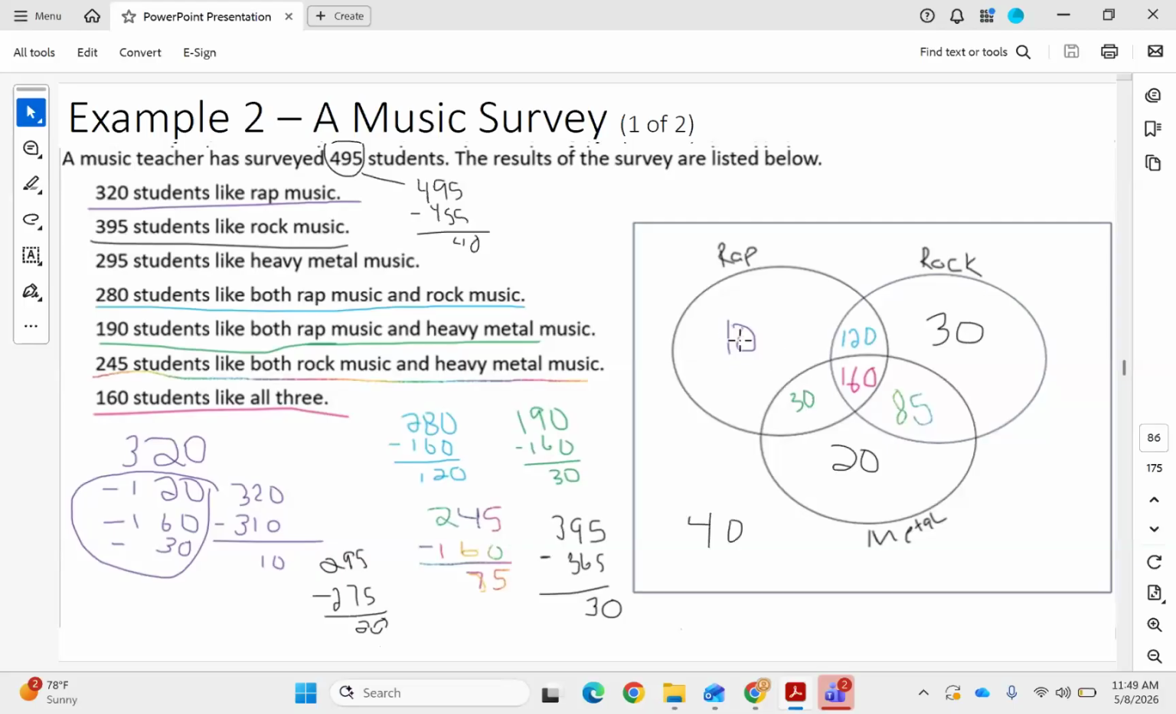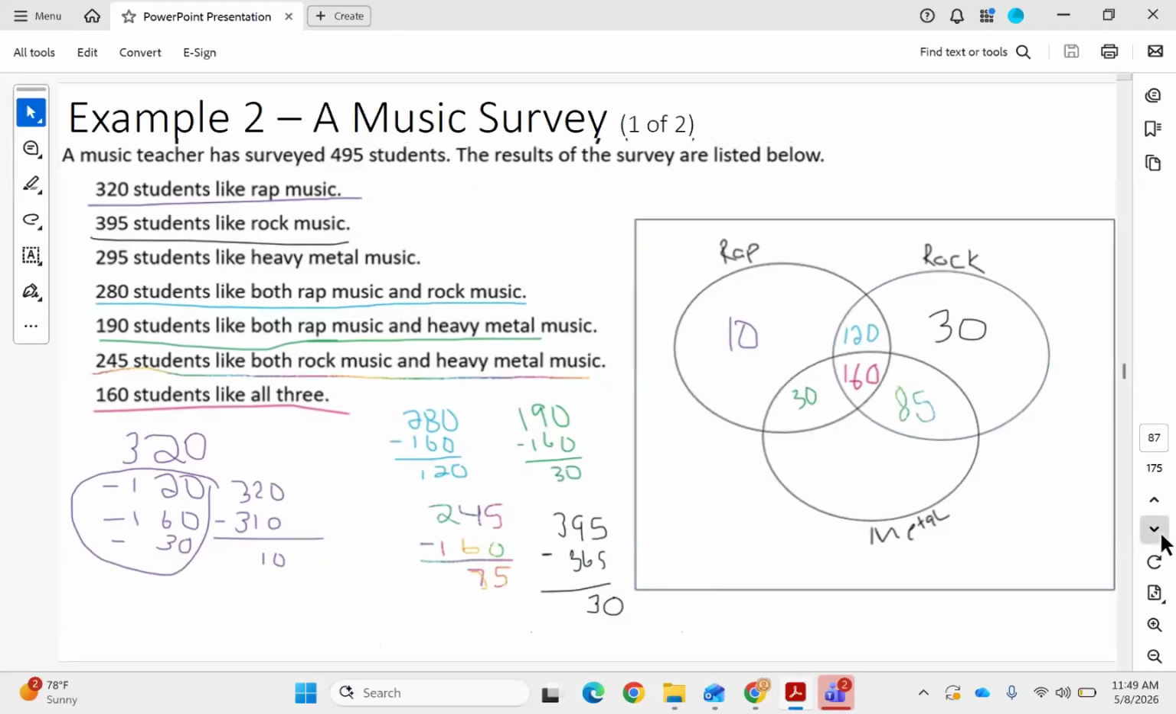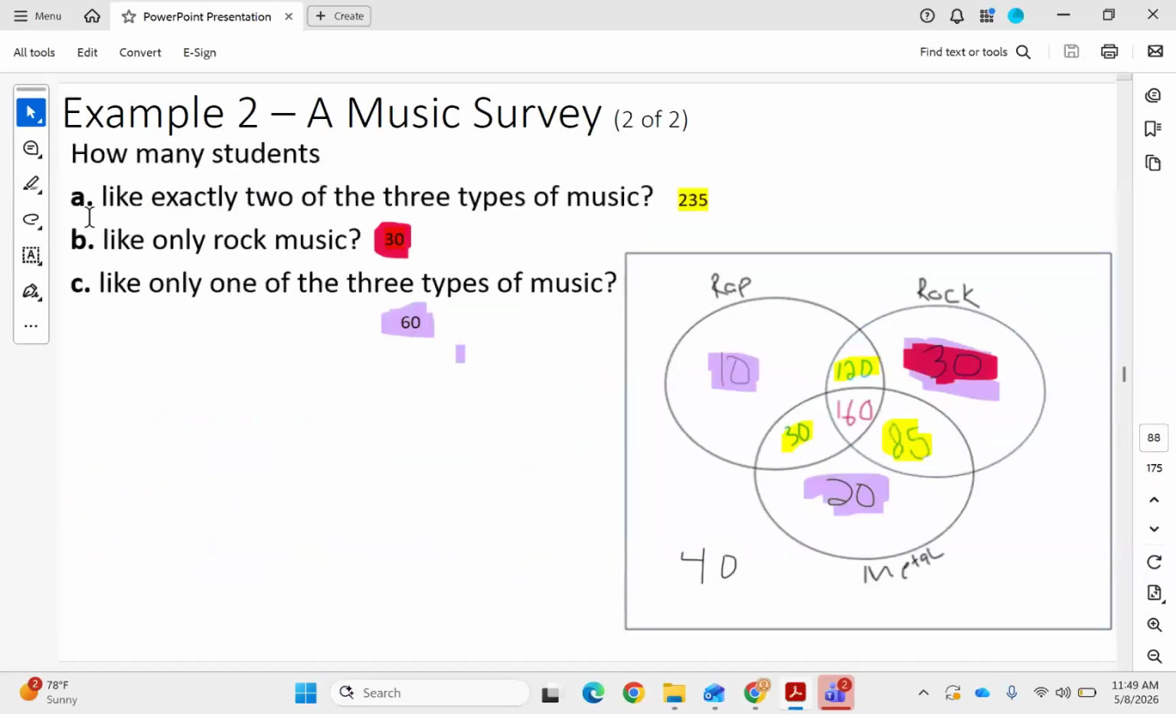And last, if you add all of the numbers that are in all of the circles and subtract the sum from the total, which was 495 students, then you get those students who didn't like anything, which are not counted in these values. And the answer is 40, so they go outside. And with this, now you can answer all of the questions.